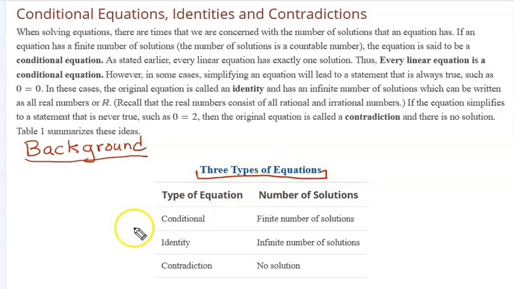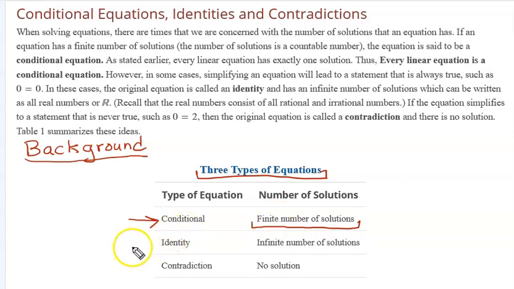So one type you're going to write is the conditional. Now, what is the conditional? Well, so far, that is the kind of equation we've dealt with. That is, there is one answer that makes the equation true. So you're writing the word conditional, and it has a finite number of solutions. That is, in this case, it's 1. That's finite.